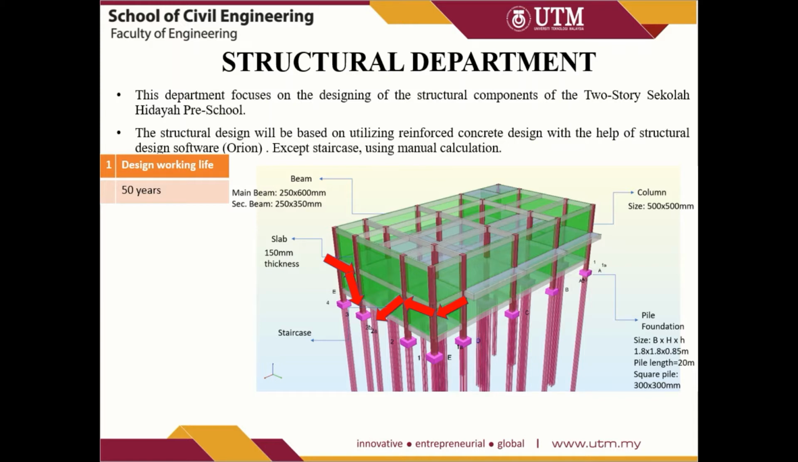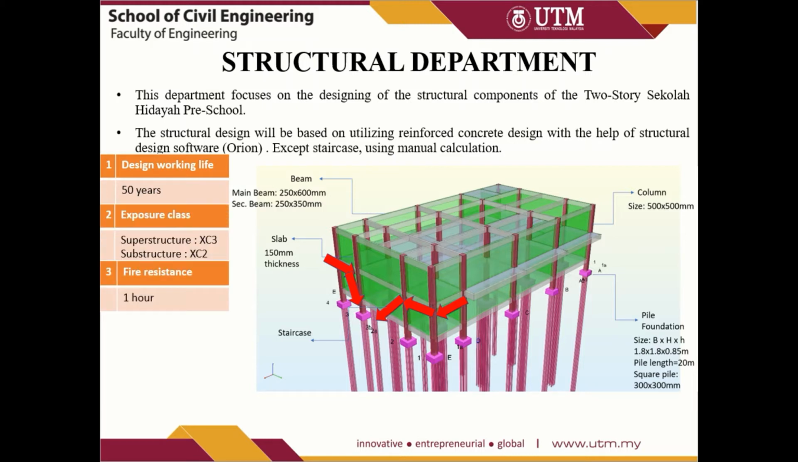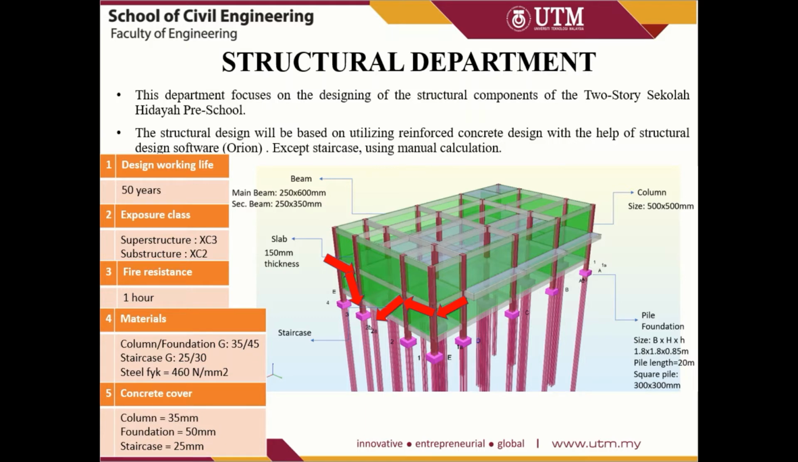So as we can see from the table on the left, the first one is we need to take 50 years working life. We assume to take 50 years working life of the building as normally we take 50 years working life for building construction. And then XC3 for exposure class for superstructure and XC2 for substructure which is footing since it is in contact with water for a long term. And then a fire resistance of 1 hour since it is a small building.